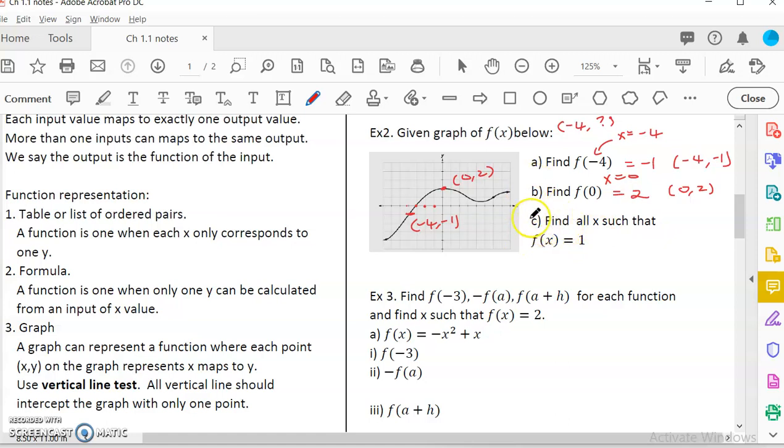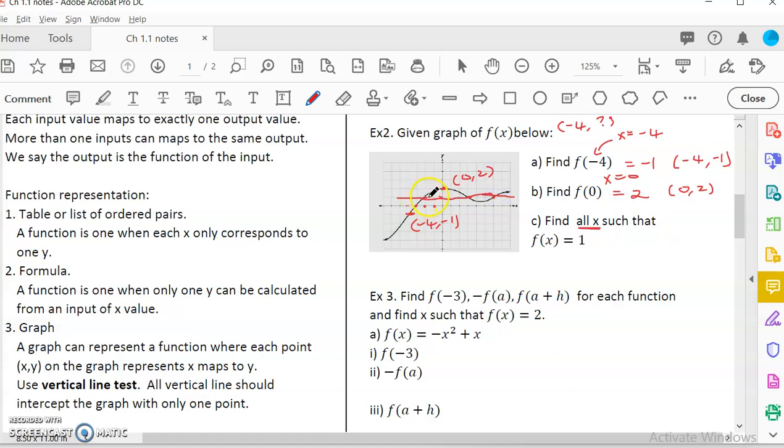Now the other way around: find all x such that f of x equal to 1. You notice that I say all x, because you can have multiple x that have the same y of 1. So y is equal to 1 is here. And I don't look up and down, I look sideways, because all these would have the same y equal to 1. So I end up touching 3 points.